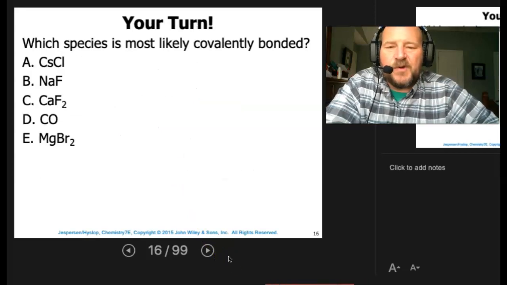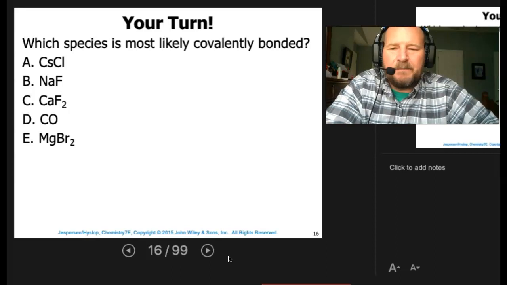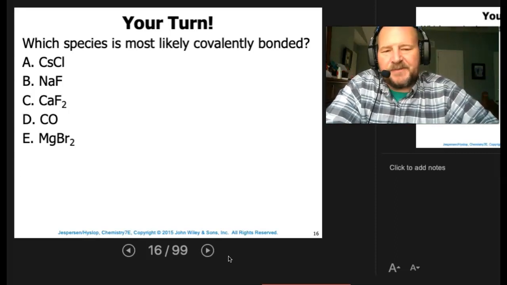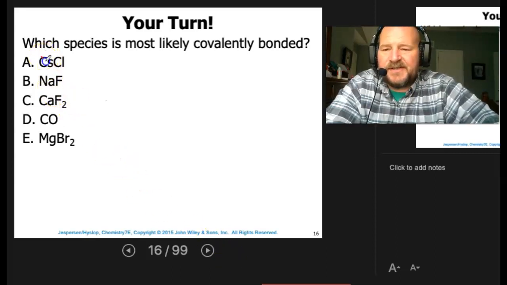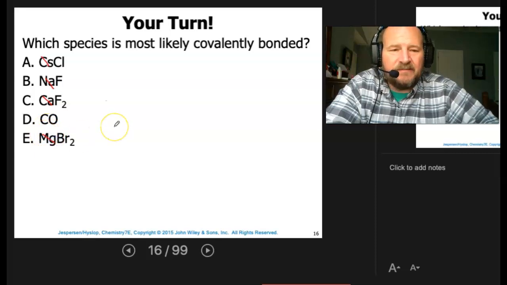Which species is most likely covalently bonded? So again, you can always fall back onto the basics we've learned before we got here, right? We know that metals make ionic bonds, nonmetals will make covalent bonds. So if I'm looking for a covalently bonded species, then what I'm going to do is get rid of most of my metals. So cesium would be out, sodium would be out, calcium would be out, carbon is not a metal, and magnesium would be out, which means it must be CO.